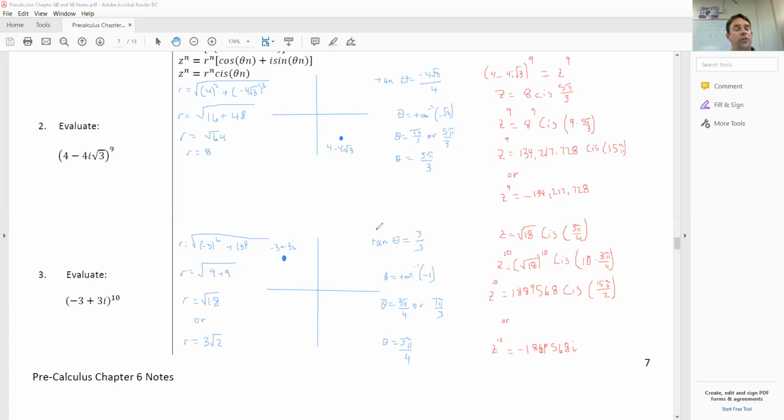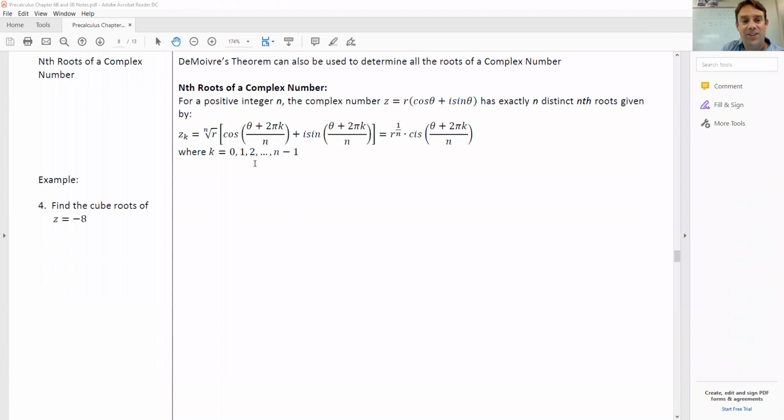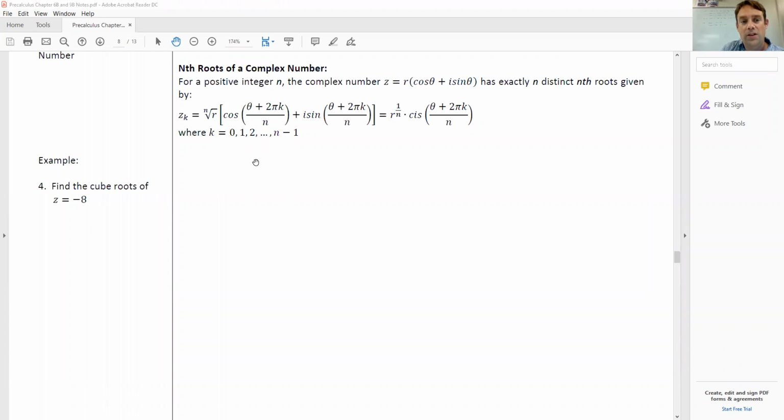All right, so this is DeMoivre's theorem when we're raising it to an exponent. But remember, exponents can also be used to represent radicals or roots. So DeMoivre's theorem can also be used to help us figure out what a root is. And that's a real funky looking theorem. It looks kind of like this. So let's see if I can help you guys work our way through this.